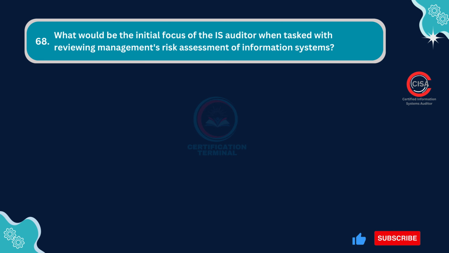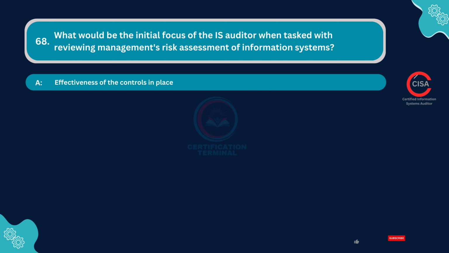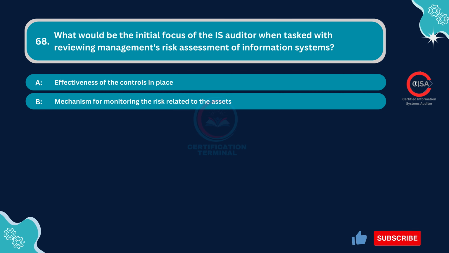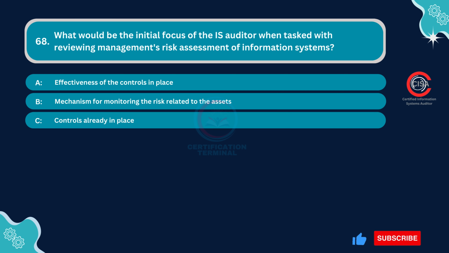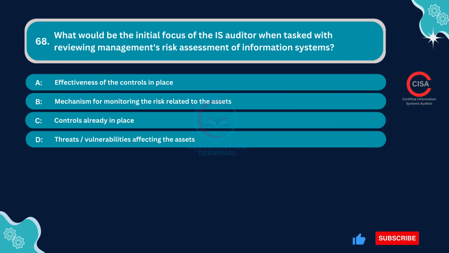Question number 68. What would be the initial focus of the IS auditor when tasked with reviewing management's risk assessment of information systems? Option A, effectiveness of the controls in place. Option B, mechanism for monitoring the risk related to the assets. Option C, controls already in place. Option D, threats or vulnerabilities affecting the assets. The correct answer is Option D, threats or vulnerabilities affecting the assets.